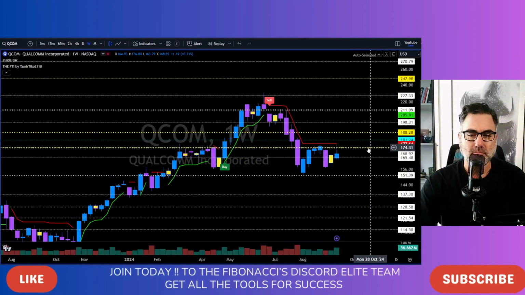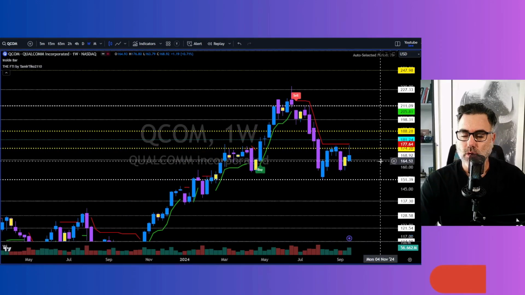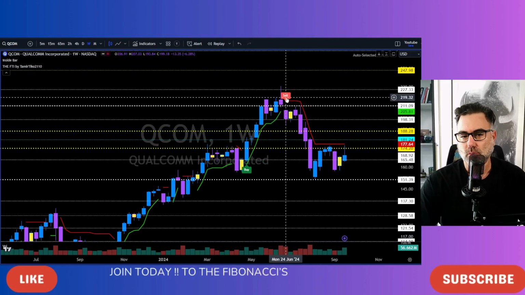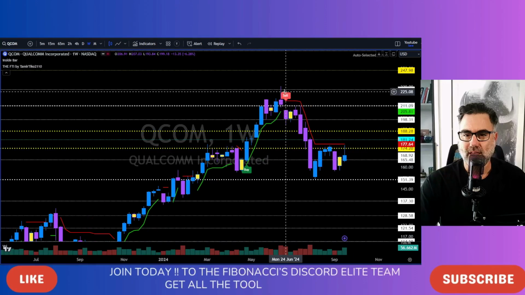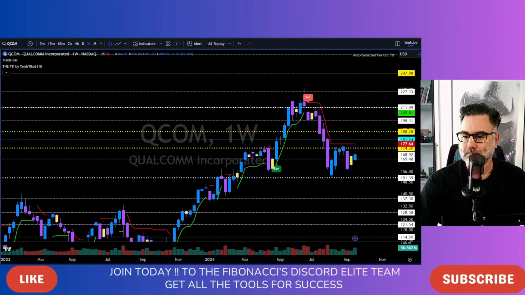Long continuation, in my opinion, only a weekly close inside the yellow zone above the 174 area, and then we can start taking long. And of course, all we need to do is wait for the FTI gives us the buy signal on the weekly.